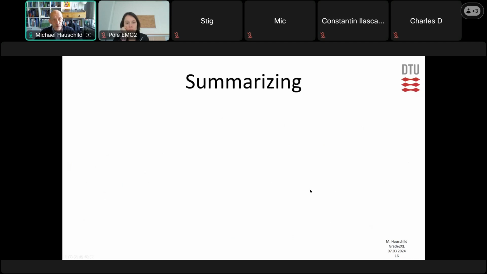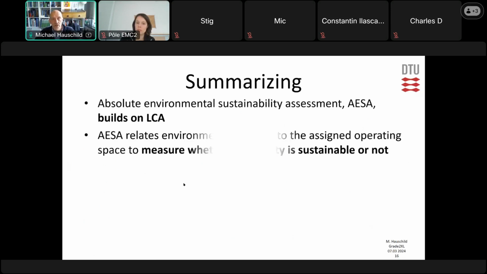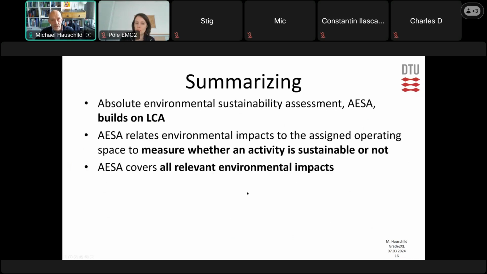So let me summarize my part here. Absolute environmental sustainability assessment builds on LCA, which is a very well-developed, internationally standardized method. ISO standards exist and so forth. 50 years of history. AESA is a young discipline, and it relates the environmental impacts to the assigned operating space, to measure whether the activity we're talking about is sustainable or not. It covers all relevant environmental impacts. That's very important as well, a fundamental of LCA.